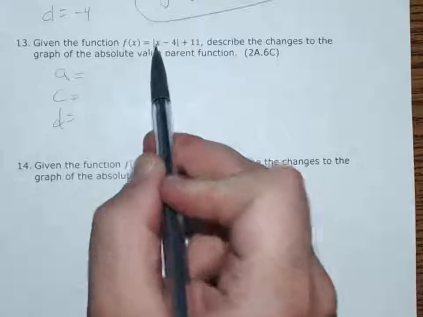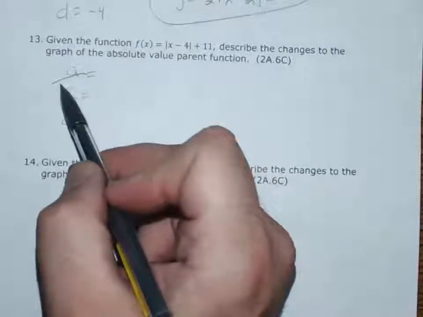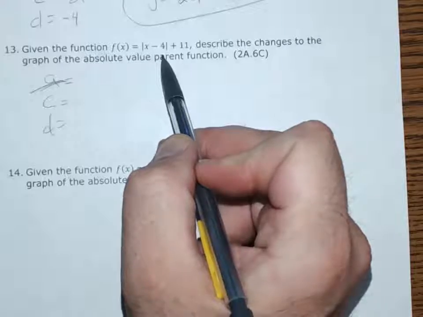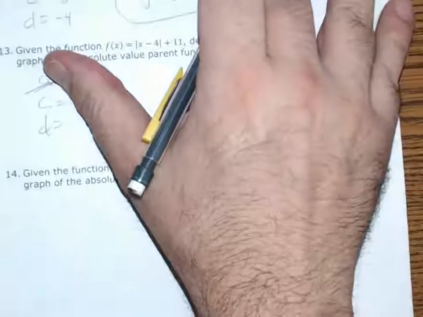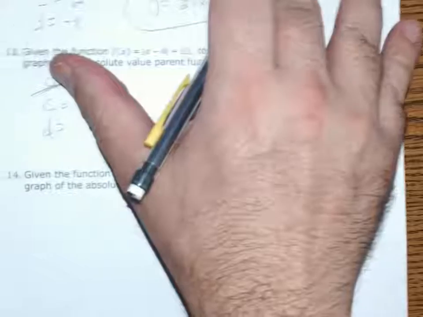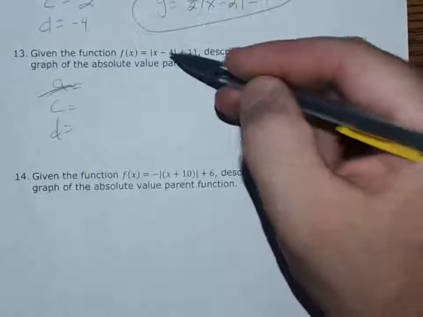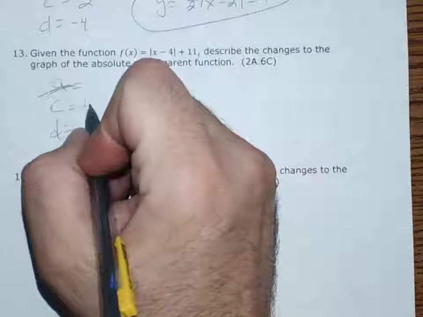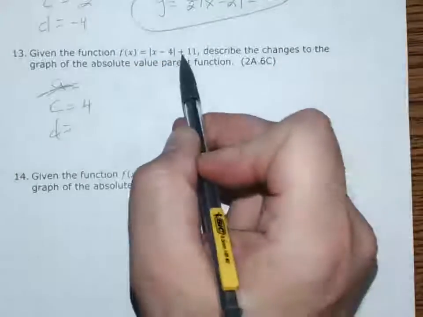So what's my a value? Well, there's nothing in front of the bar, so we don't have to worry about a. My c value is the one inside the bar. It looks like a -4. But remember, the nature of the c value is that whatever it looks like, it's actually the opposite sign of that. So even though it looks like -4, the c value is actually +4. And then my d value will be 11.